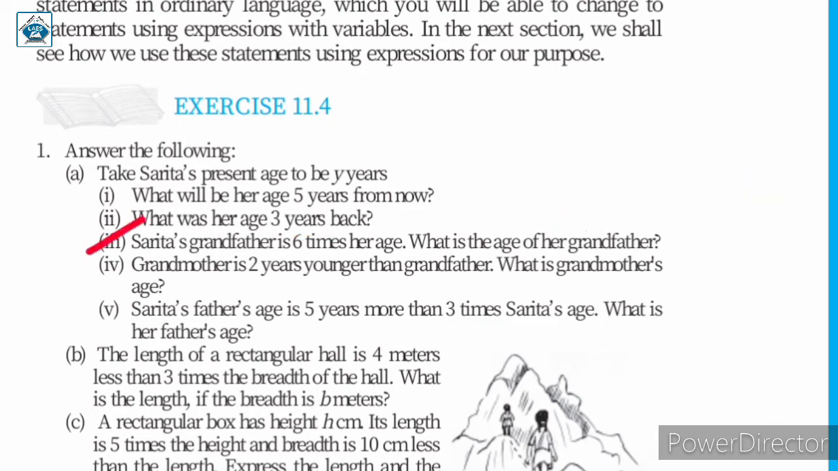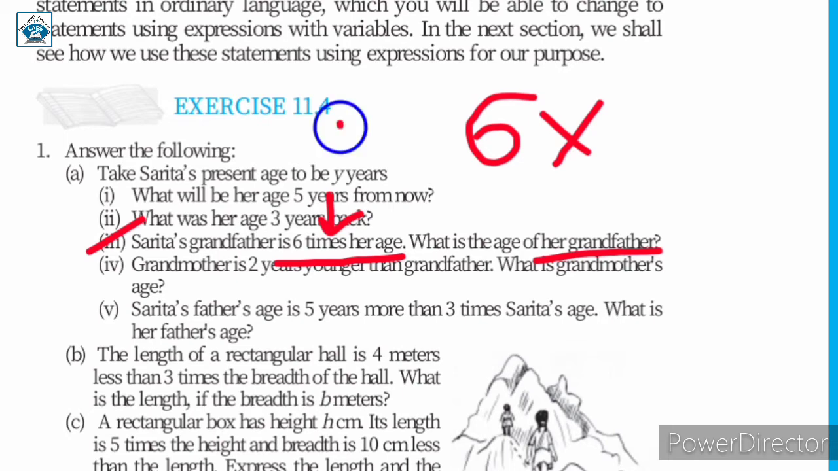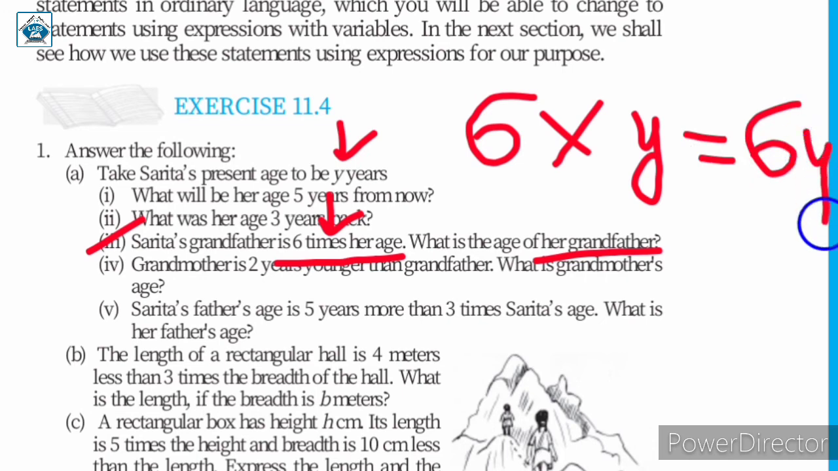In the third part, Sarita's grandfather is 6 times her age. What is the age of her grandfather? Here times means multiply. 6 times means 6 multiplied by her age. What is her age? Y years. So 6 multiplied by Y, which we also write as 6Y. So her grandfather's age is 6Y years.